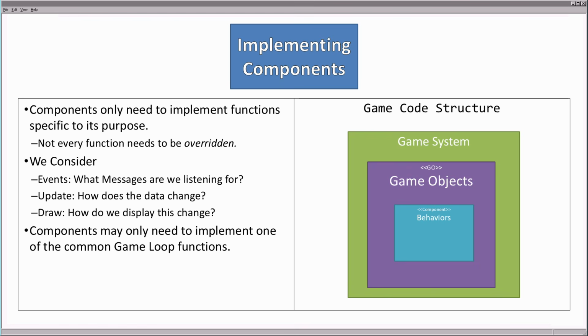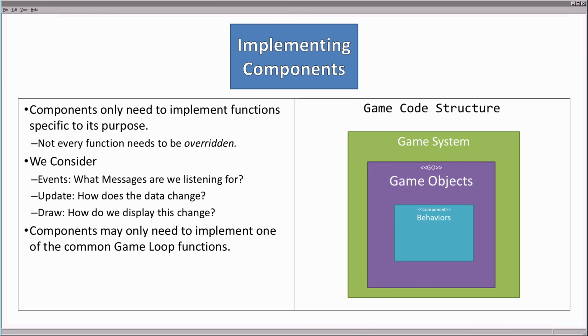We take the information from the technical design document and start writing or implementing the components. The designs in the TDD are not overly detailed and leave interpretation up to the programmers. With our knowledge of structure and behavior components, we can now more thoughtfully write the code. With this knowledge and our own development experiences, we can understand that components only need to implement functions specific to its purpose. Not every function needs to be overridden.